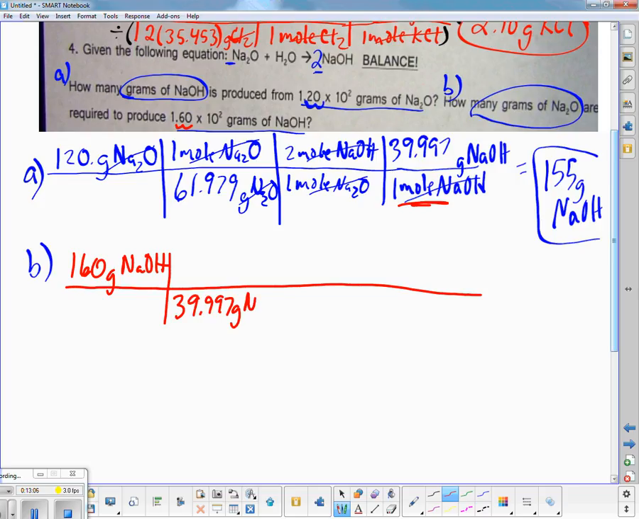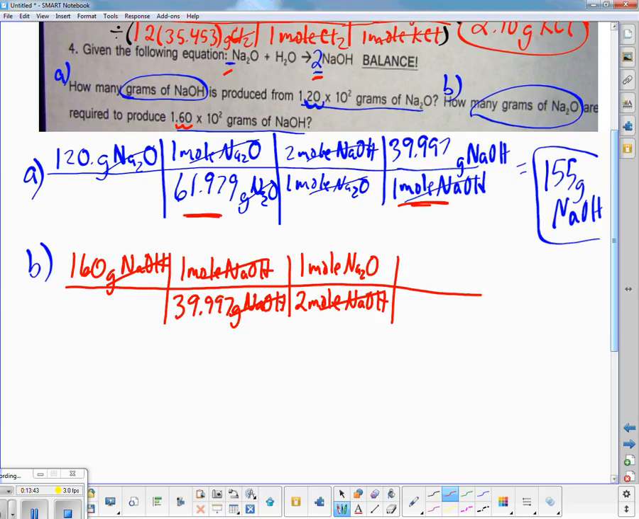So 39.997 grams NaOH. And on top we put 1 mole. Grams go out. Then we're going to go up to the equation, and we're going to go from these 2. We wanted this time get rid of NaOH, so it's going to go on the bottom. So we put 2 moles of NaOH on the bottom. And on the top, we're going to put 1 mole of sodium oxide. Moles will go out.